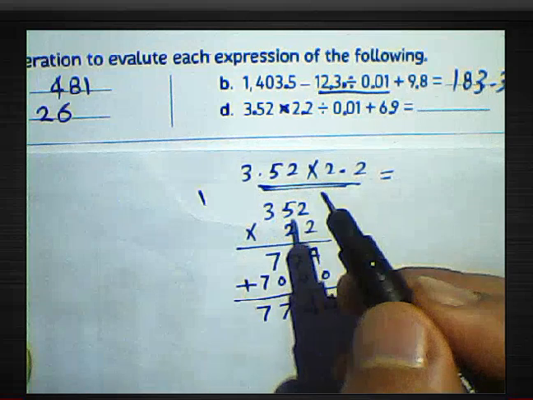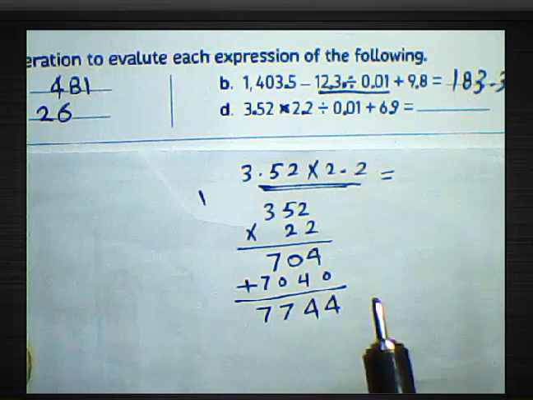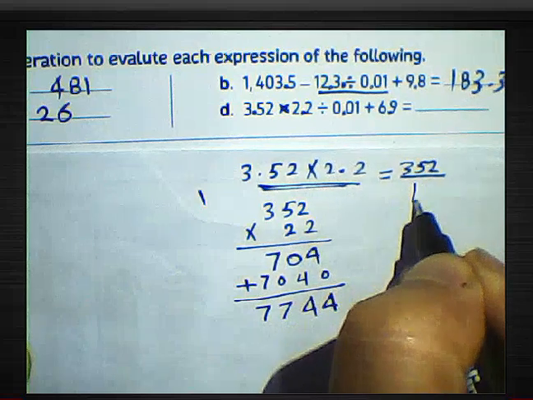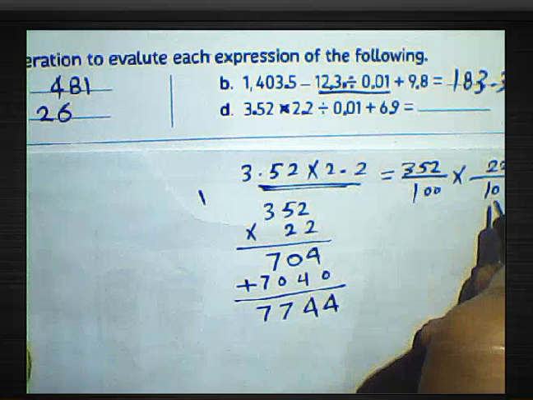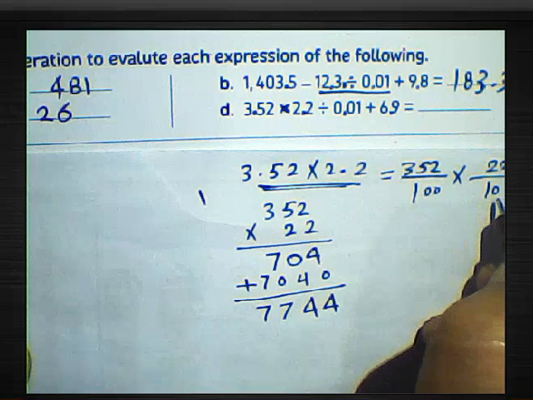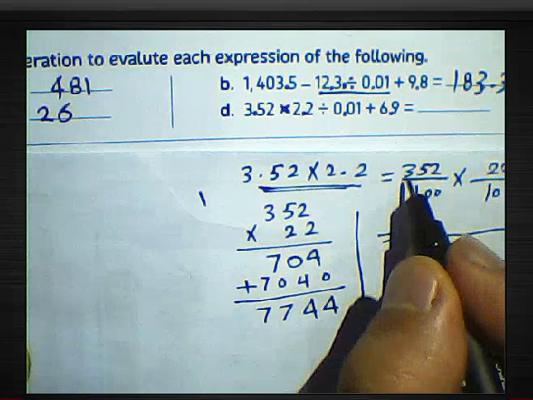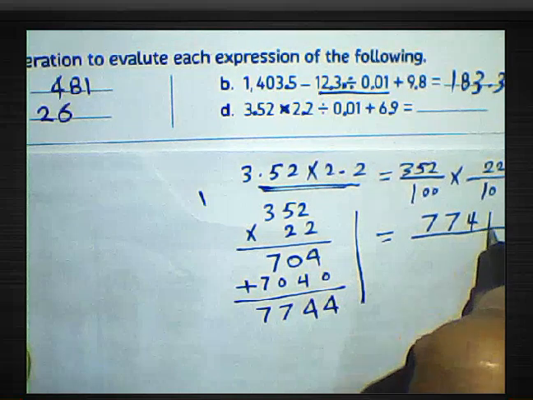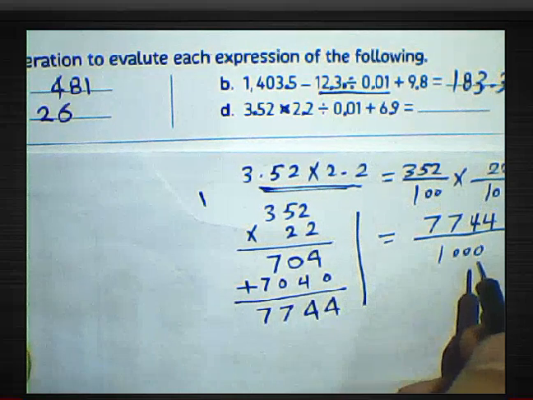We have the point after 1 digit and 2 digits, so the result will have the point after 3 digits. Why? Because 3.52 means 352 over 100, and 2.2 means 22 over 10. And we find 352 times 22 is 7744 over 1000, because 100 times 10 equals 1000.